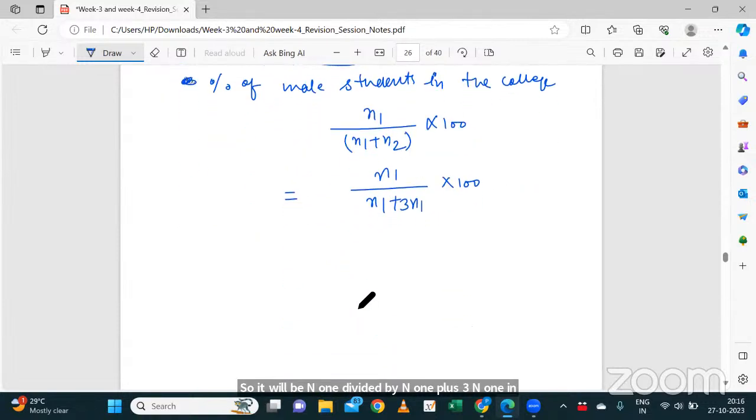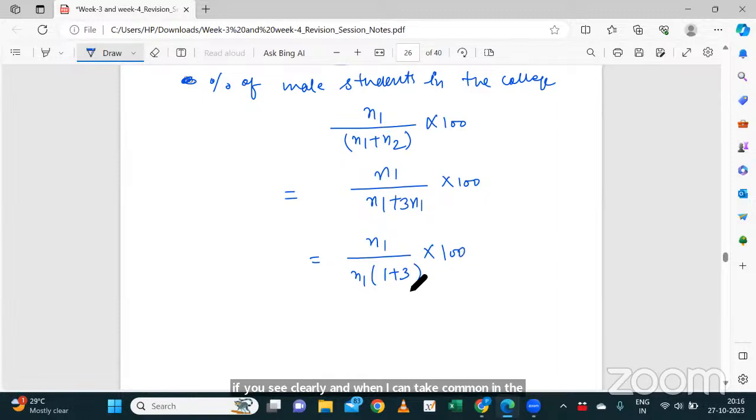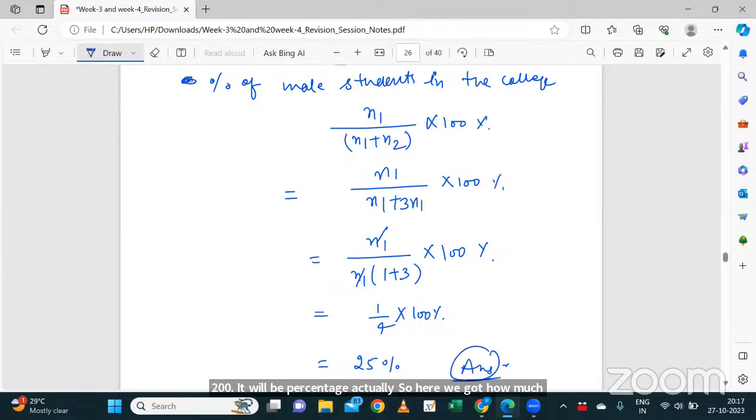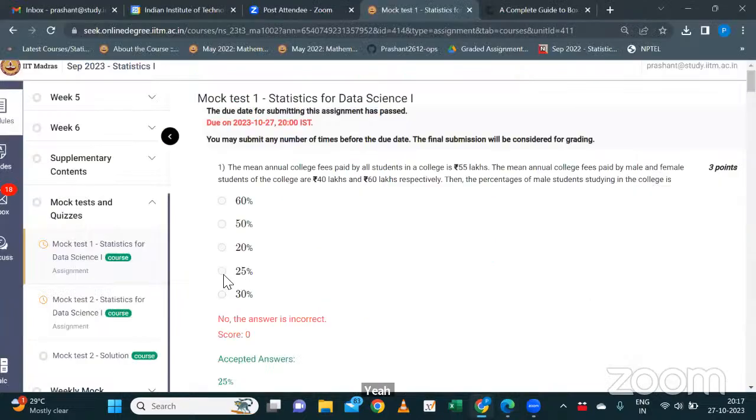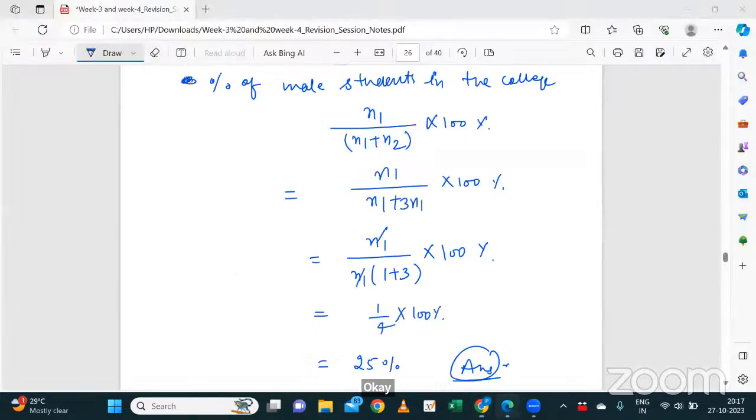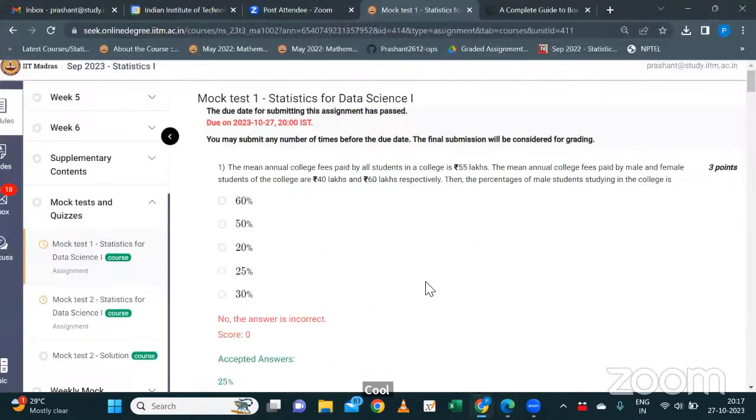If you see clearly, I can take N1 common in the denominator. I will get 1 plus 3, which is nothing but 4, so N1 will get cancelled out. We got 1 by 4 into 100, which is the percentage. So here we got 25%. Is there any option? Yes, option number D is correct. Got it?